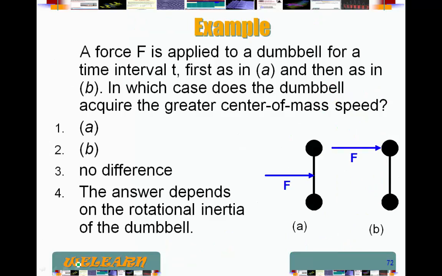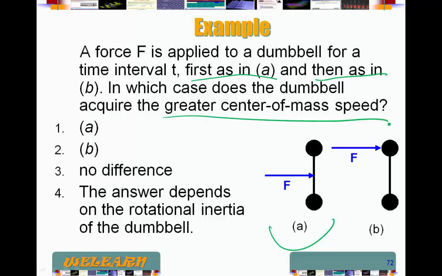Okay, let's consider this example. A force is applied to a dumbbell for a time interval t. First, as in A, and then as in B. In which case does the dumbbell acquire the greatest center of mass speed?